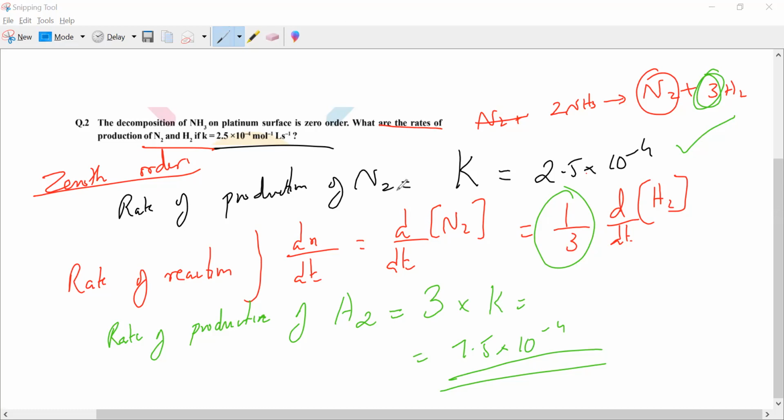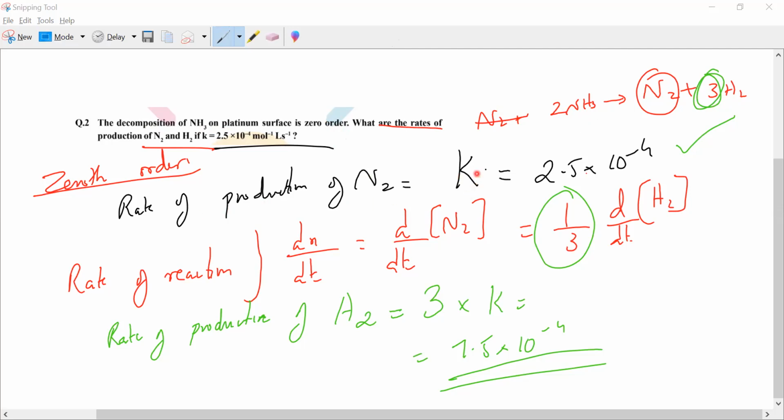So this is a very basic question. What I was trying to tell in this is the decomposition of ammonia on a platinum surface, zero order. Correct. So nitrogen, normally what will you write the reaction? N2 plus 3H2 will give me 2NH3, but decomposition in the sense 2NH3 will give me what? N2 and 3H2. Correct. So rate of production of nitrogen is equal to what?